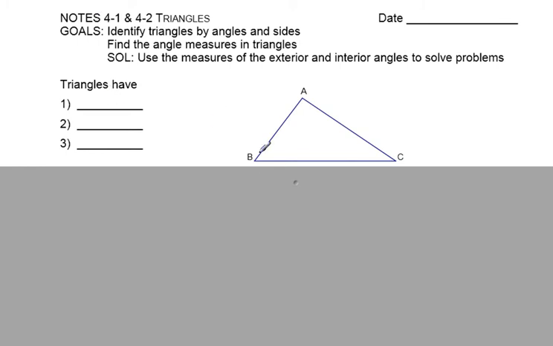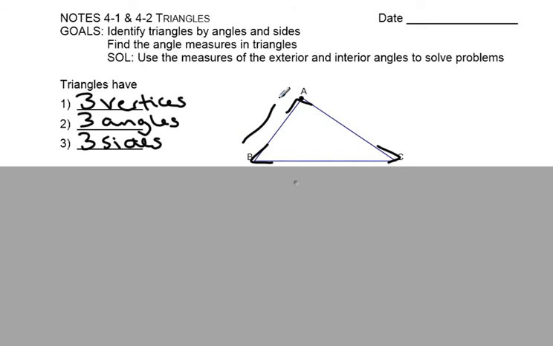Okay, triangles. This is a triangle, obviously. We know what a triangle is. It's going to have 3 vertices. Remember, where 2 segments come together at a point, that's a vertex. There's 3 of them. It has 3 angles: 1, 2, 3. And it has 3 sides, and the sides are segments. So AB, AC, and BC.